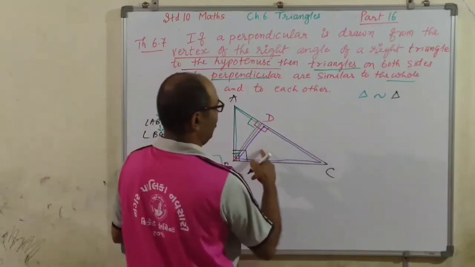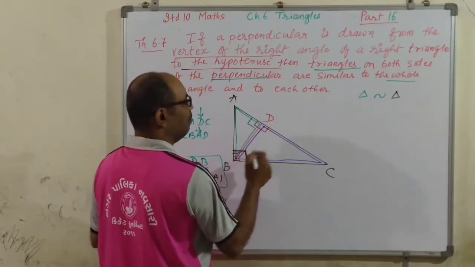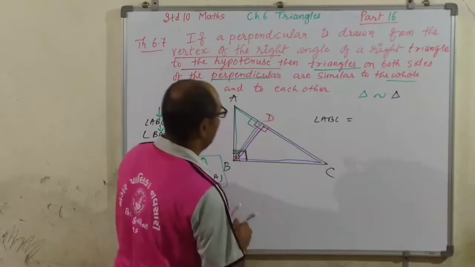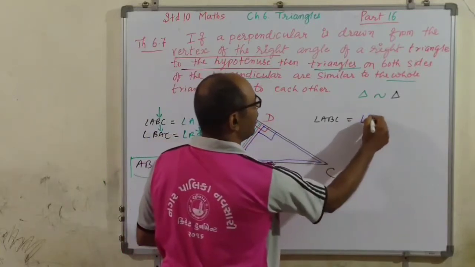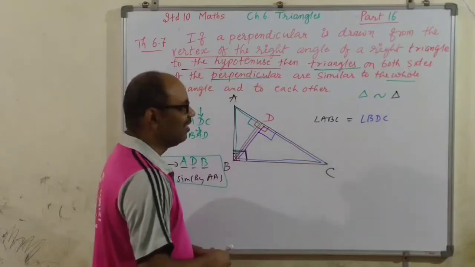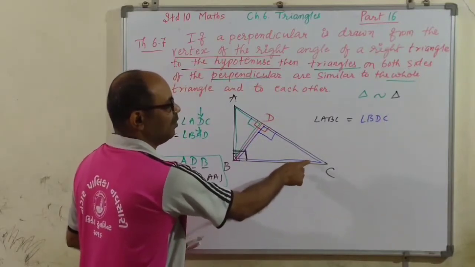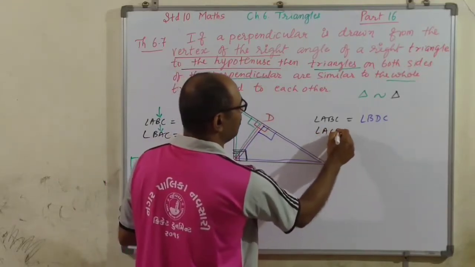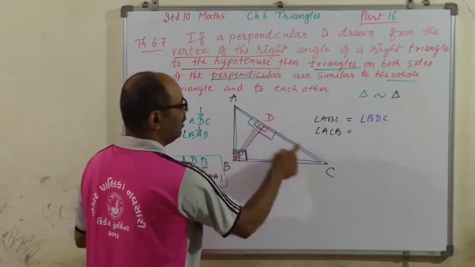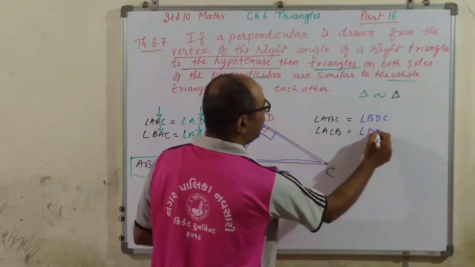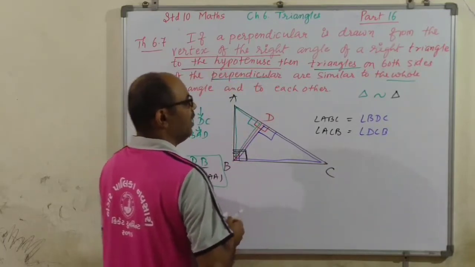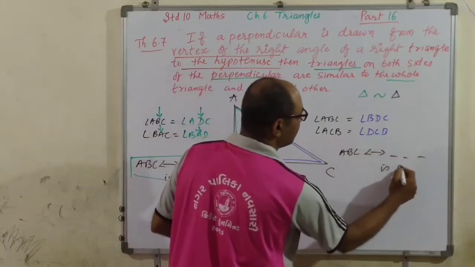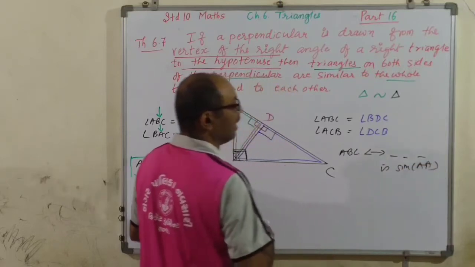Again, you see, what is that? Right angle B, angle ABC is equal to the right angle of blue, that is angle BDC. And the common angle, very clear, angle C, blue C and black C. So angle ACB of black is equal to blue angle DCB. Therefore, ABC corresponds to dash dash dash is similarity, once again by AA criterion.